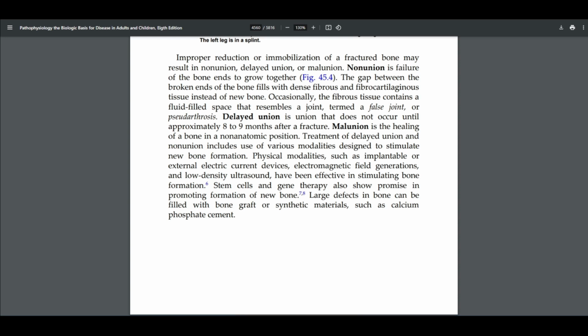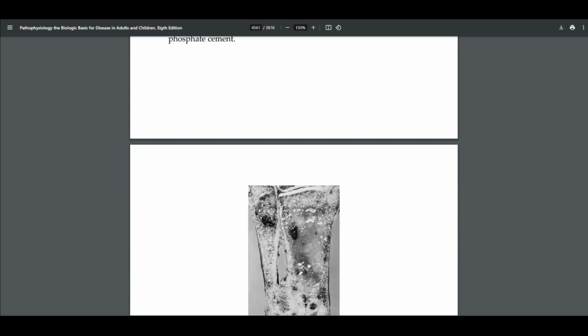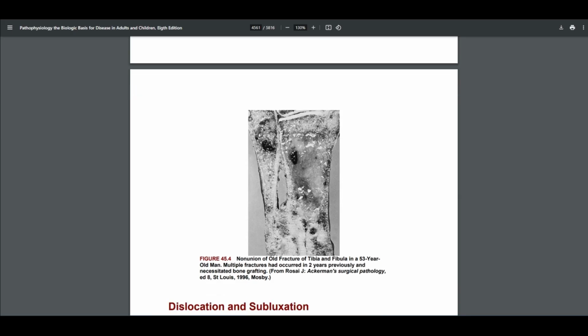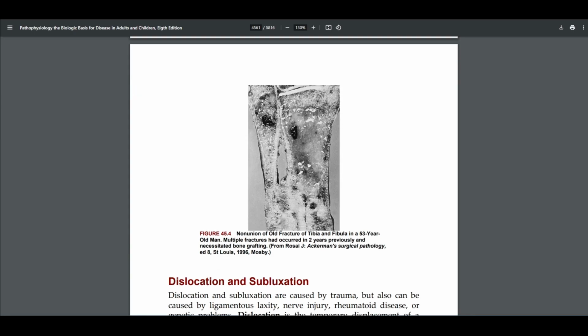Large defects in bone can be filled with bone grafts or synthetic materials, such as calcium phosphate cement. So here we're taking a look at a non-union of an old fracture. And it looks like it's from the tibia and fibula.